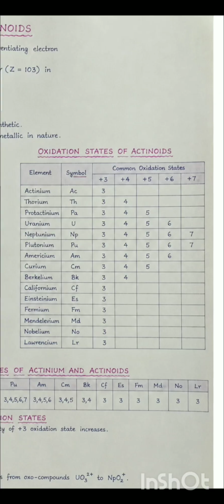As the atomic number increases, the stability of plus 3 oxidation state also increases. Actinium and thorium show plus 2 oxidation state. The elements from thorium to berkelium show plus 4 oxidation state. The elements from thorium to americium show plus 5. The elements from uranium to americium show plus 6, and neptunium to plutonium show plus 7. The large number of oxidation states are possible in actinoids due to very small difference in energies.